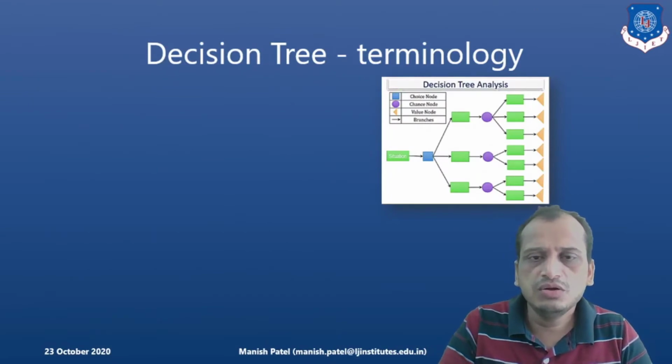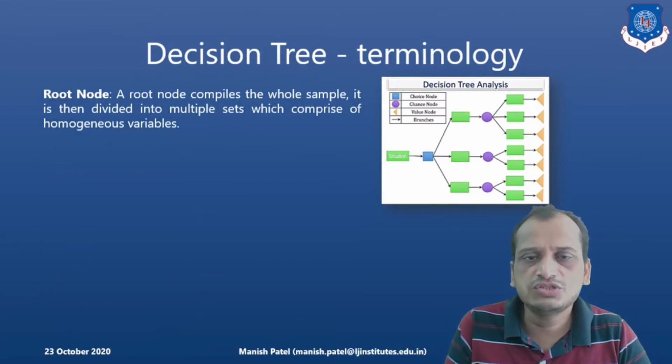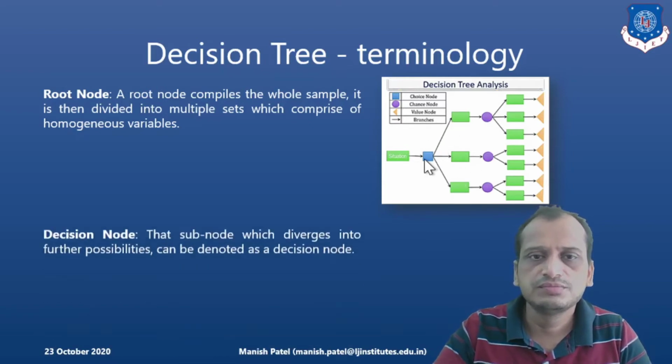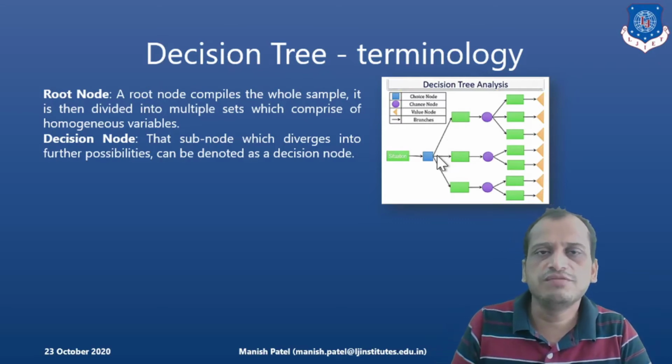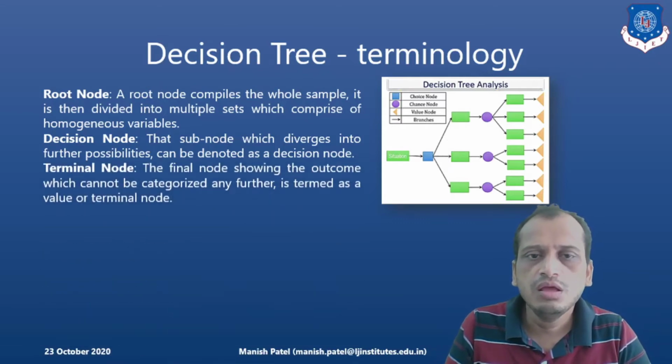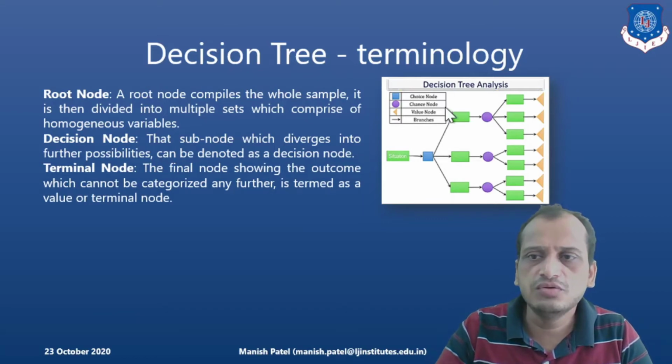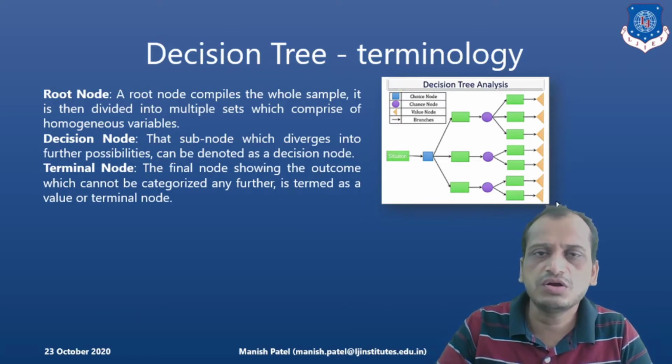There are terminologies related to the decision tree. First of all, the root node. It is the point where multiple sets of homogeneous variables begin. Let's say, for example, this is the root node. From there, the decision making starts, or you can say the alternatives divide. Then you have the decision node. From the root node, you have the decision point here, which diverges into different alternatives or possibilities. Then you have the terminal node, which is the final node, the outcome of the different alternatives.